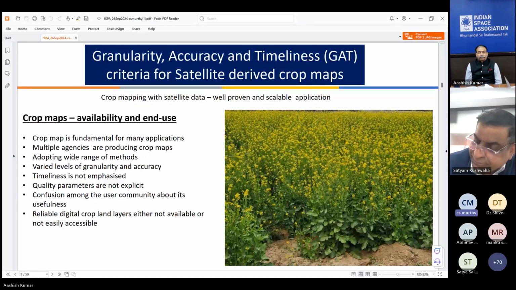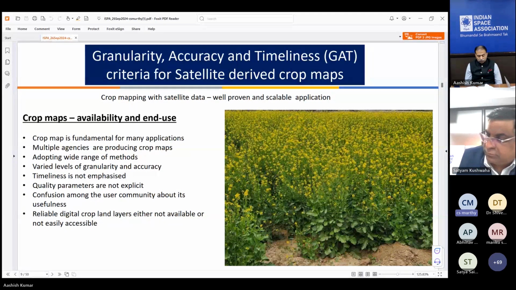And the timeliness is a very, very important parameter. When can you give this crop map? Is it in the middle of the season? Is it at the end of the season? Or is it after the completion of the season? How early can we produce the crop map? That is a very important factor impacting its end use. And actually, this question is there in the minds of many people.